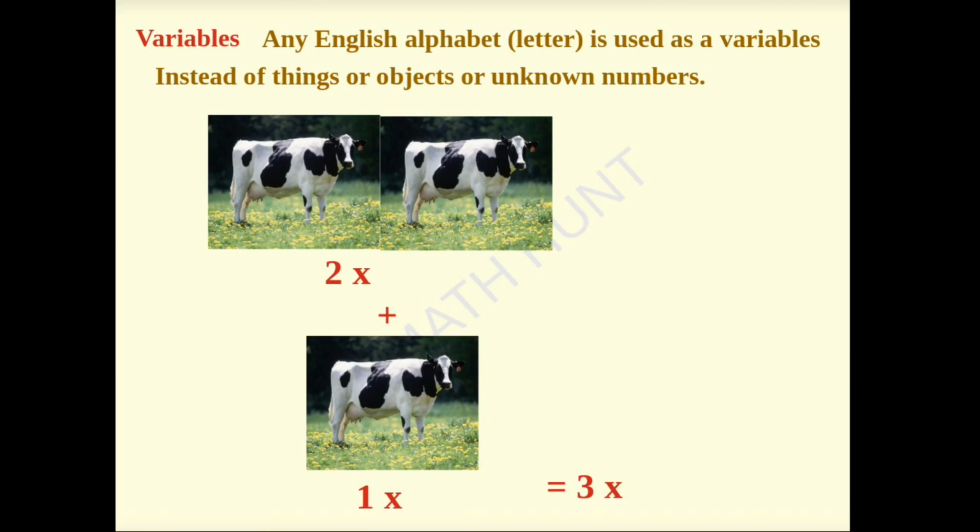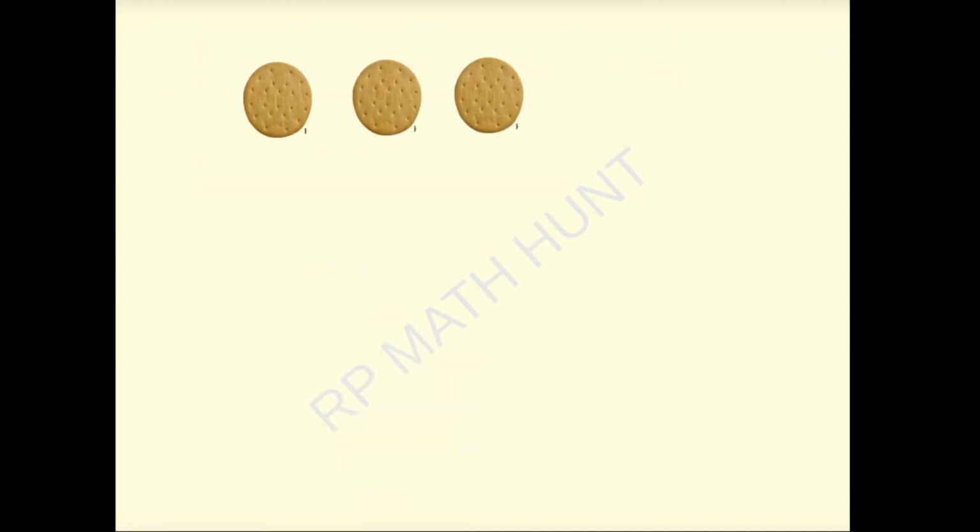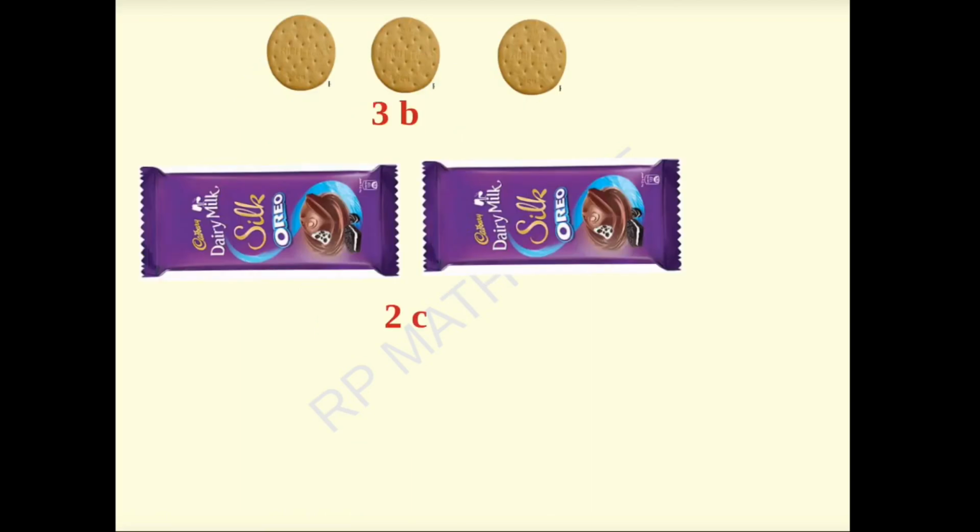Another example: instead of biscuits I am substituting y. 3y, 2 biscuits, 2y. Then can we add them? Yes, we can. 5y, 5 biscuits, 5y. And 3 biscuits, 2 chocolates, 3b plus 2c. It cannot be added, it will be kept like that, 3b plus 2c only, because they are unlike terms. Since they are different letters, they are unlike terms.